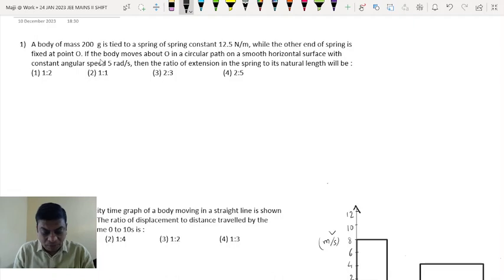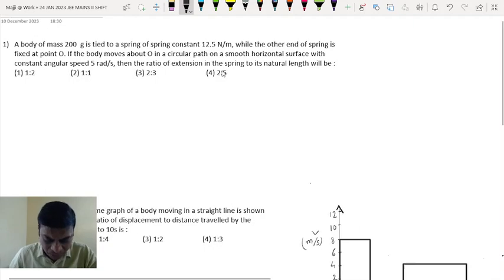A body of mass 200 gram is tied to a spring of spring constant 12.5 Newton per meter while the other end of the spring is fixed at point O. If the body moves about O in a circular path on a smooth horizontal surface with constant angular speed 5 radians per second, then the ratio of extension in the spring to its natural length is. Right. This question is quite simple, students.